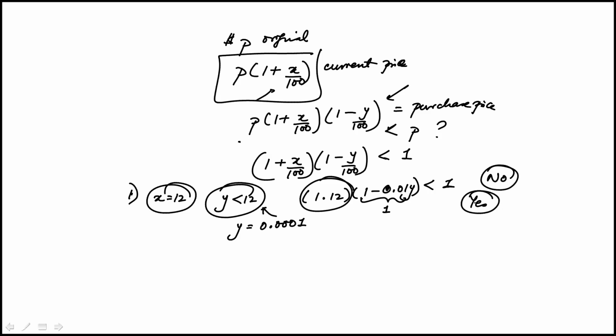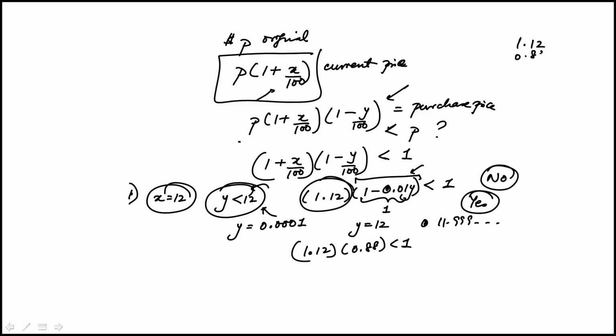The question is, can I get a yes? And that would mean I need to choose Y as large as possible. So very close to 12. So if I chose 12, because technically I can choose it to be 11.99999, let me choose that to be 12. So in that case, this would be 0.88. And then I can check this calculation. I'm going to have to do this multiplication.